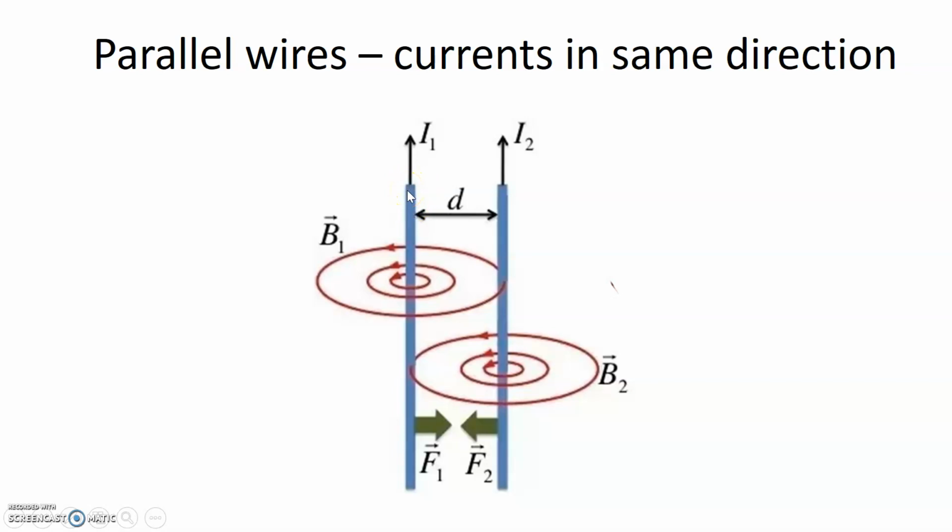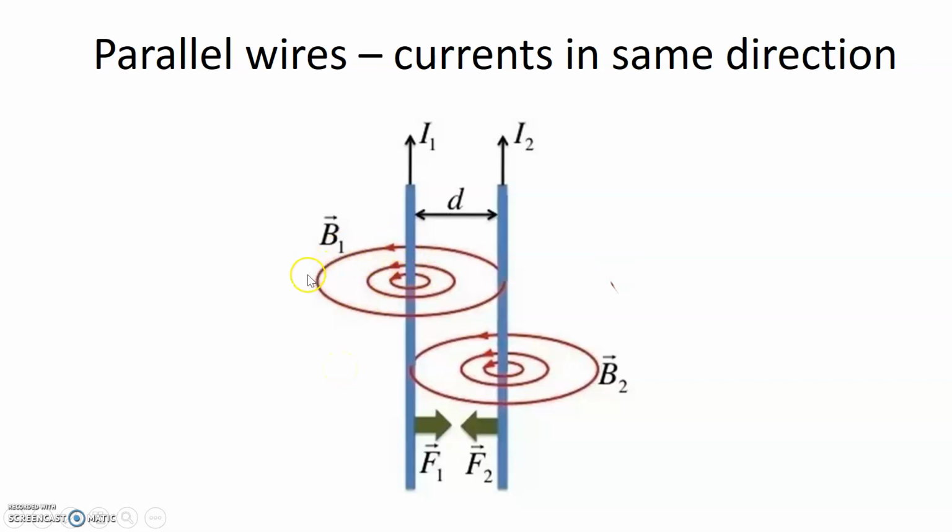Get our right hand, we put our thumb pointing upwards, because the current's upwards, and our fingers curl around, going around the wire. So that's the direction of B1, the magnetic field around wire 1. You do the same thing for wire 2. Put our thumb upwards. We see that for wire 2, the magnetic field goes in the same direction as wire 1 did, because the currents are both going upwards. So the magnetic fields go the same way around the wire.